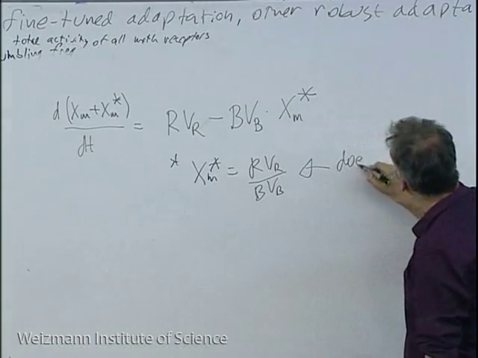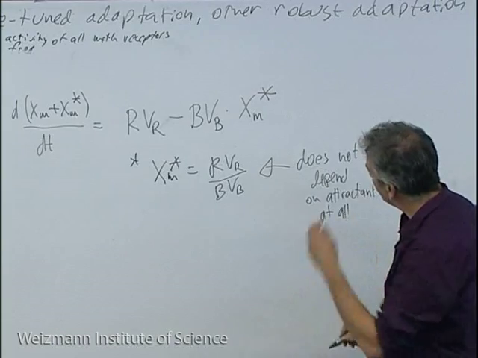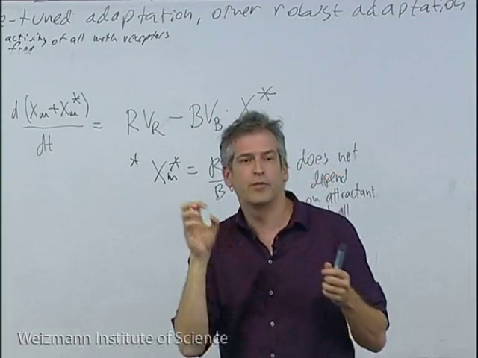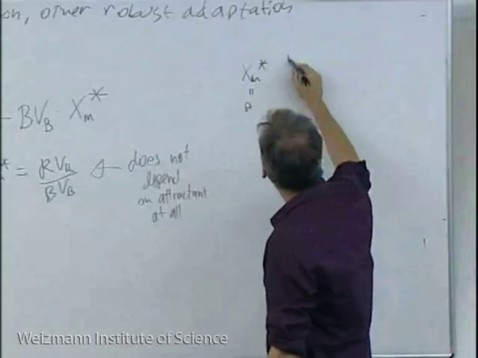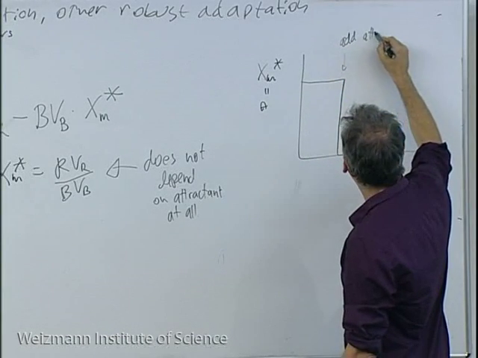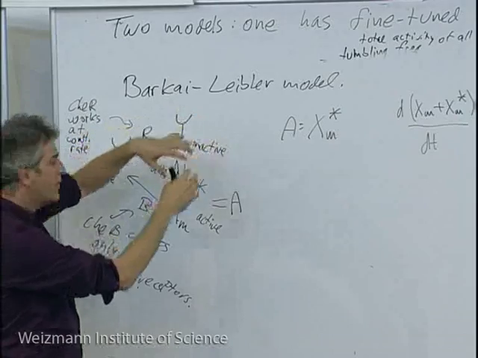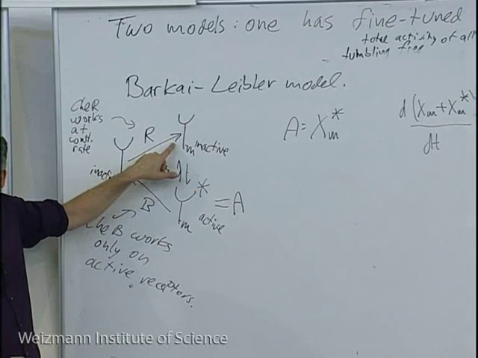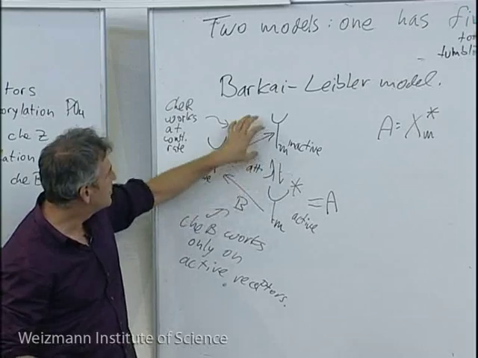And notice that this does not depend on attractant at all. So what's going on here? What's going on here is the following. I have a constant addition of methylation. When I add attractant, XM star, or activity, goes down. Therefore, more and more methylated receptors accumulate. When does this process stop? When the active receptors, this arrow equals that arrow. So this process has an automatic stopping point, where this active receptor amount times this rate equals this rate.